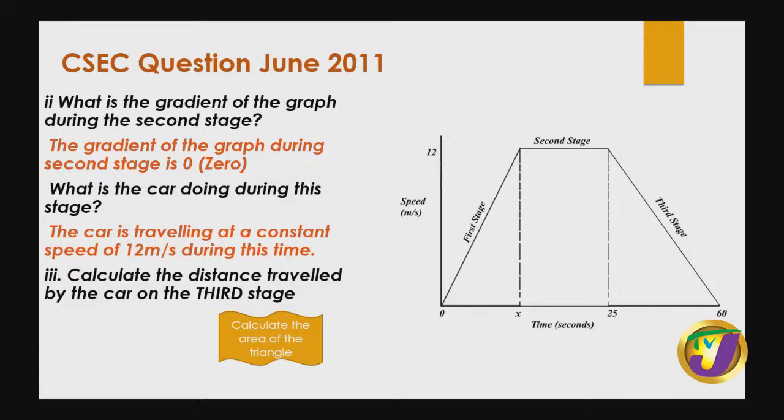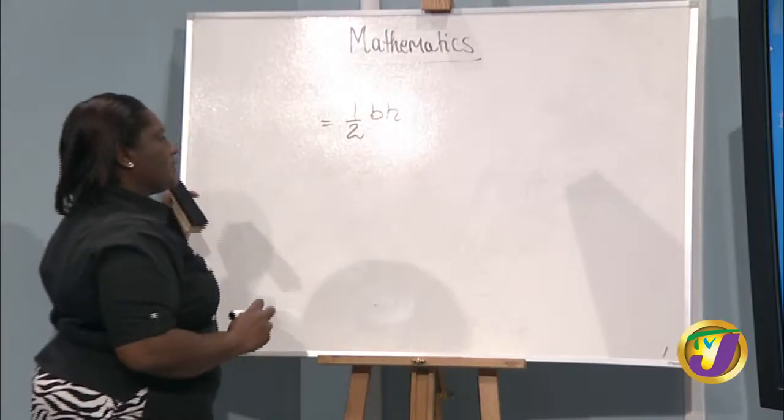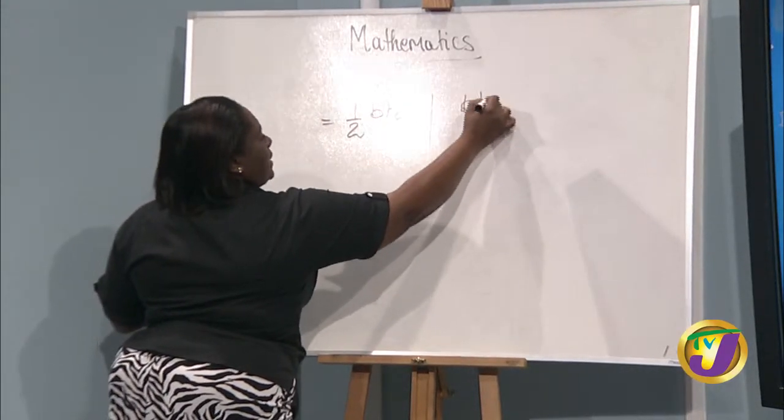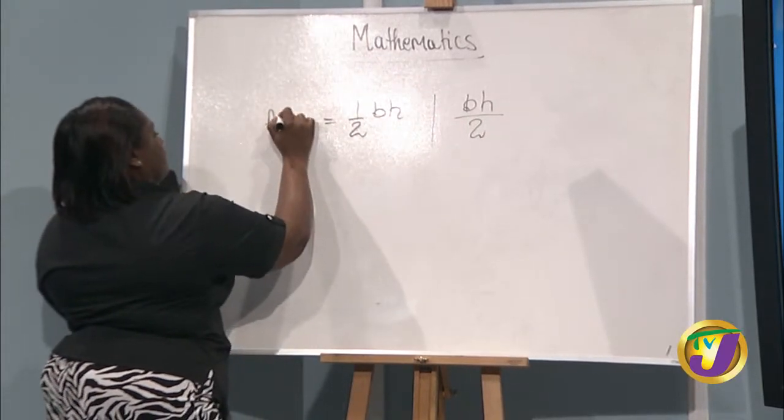Because of that, we need to find the area, and I'm going to be using the formula half base times height, multiplied by the height, right? Some persons also represent this as base times the height divided by 2.